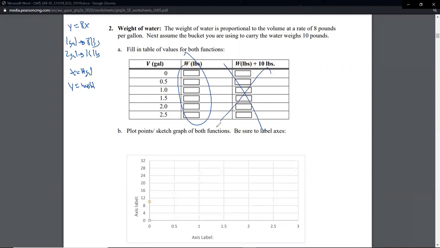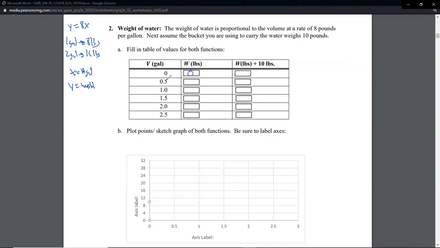But that's only dealing with this one. It doesn't include the 10-pound bucket, because with the 10-pound bucket, that fixed amount always adds 10 no matter what, which doesn't make it proportional anymore. It just means you take the proportional part and you just add 10. It's very self-descriptive. All right, so if you have 0 gallons of water, clearly it's 0 pounds of water.